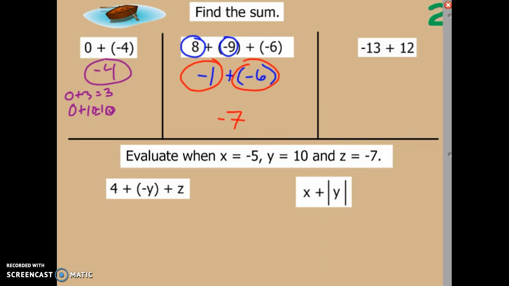This next one, there's only 2 numbers, negative 13 and positive 12. So different signs, we're going to subtract. 13 minus 12 is 1, and there's more negatives.